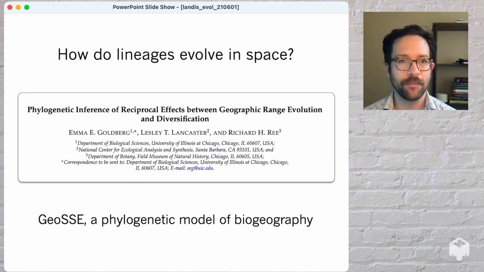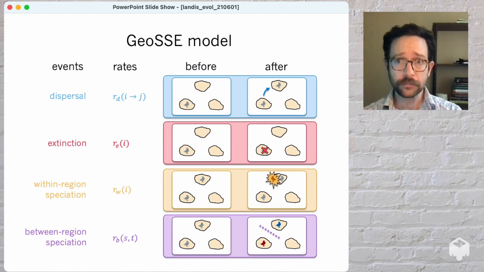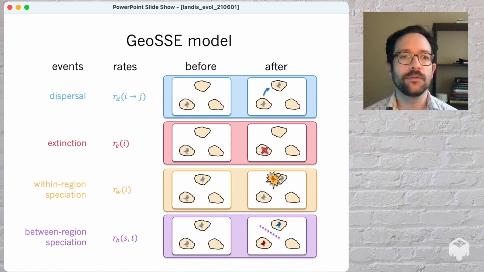GeoSSE is a phylogenetic model of biogeography introduced by Emma Goldberg and others. And for those of you who aren't familiar with the GeoSSE model, for a quick review, GeoSSE essentially operates through four distinct mechanisms or sub-processes. First, we have dispersal. Species ranges can expand from one region into another through these dispersal events, modeled at rate r sub d. Species ranges can go extinct locally in certain regions through the extinction process r sub e.